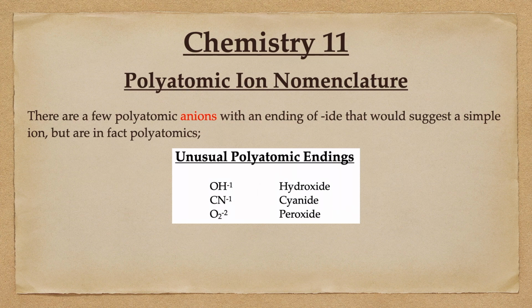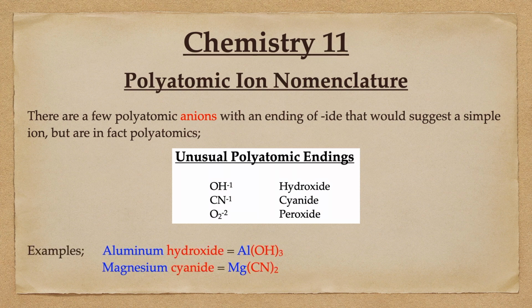There are a few polyatomic anions with an ending of ide that would normally suggest a simple ion, but are in fact polyatomics. These include hydroxide, the basic ion, cyanide, CN-1, and peroxide, O2, 2-. When building compounds, again, we treat them like any other anion. Aluminum hydroxide would then be Al bracket OH bracket 3, and magnesium cyanide would become Mg bracket CN bracket 2.